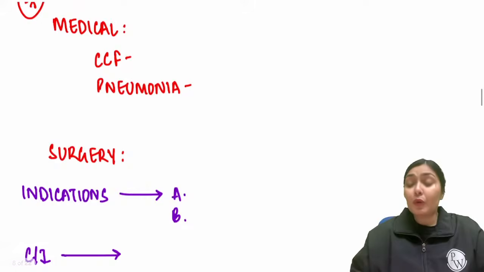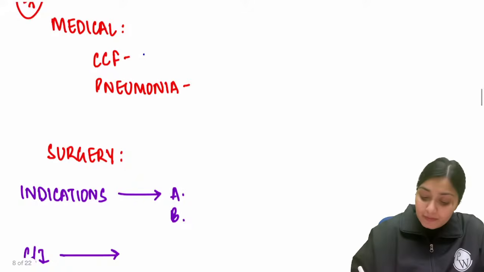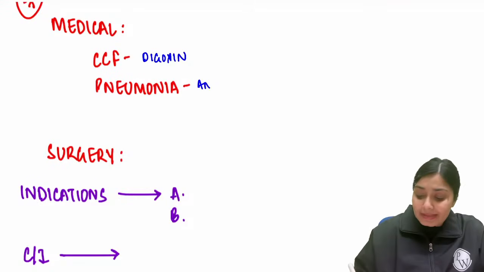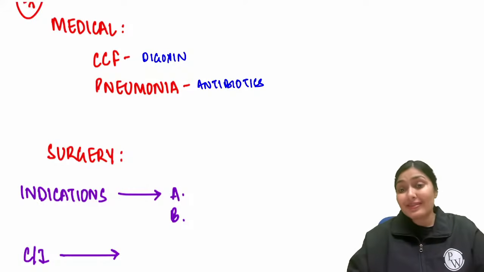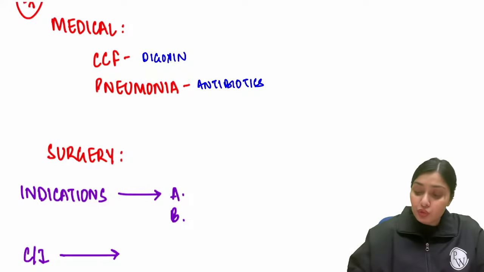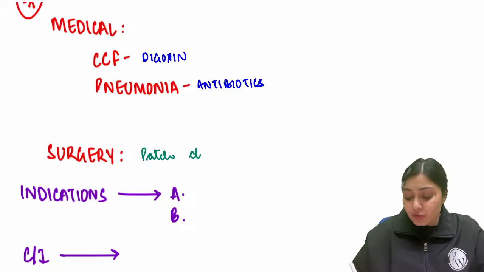So what would be the treatment over here? Firstly, let's talk about the medical management. If there is congestive cardiac failure, I need to give digoxin. For pneumonias, we add antibiotics. But the definitive treatment would be surgery. In surgery, we do patch closure. And what is the indication for doing this surgery?